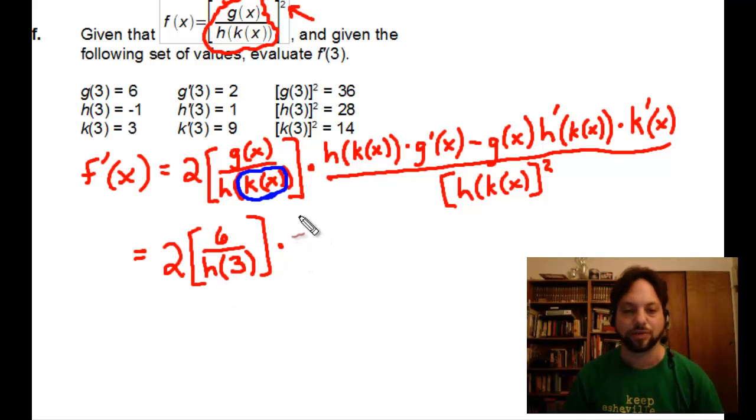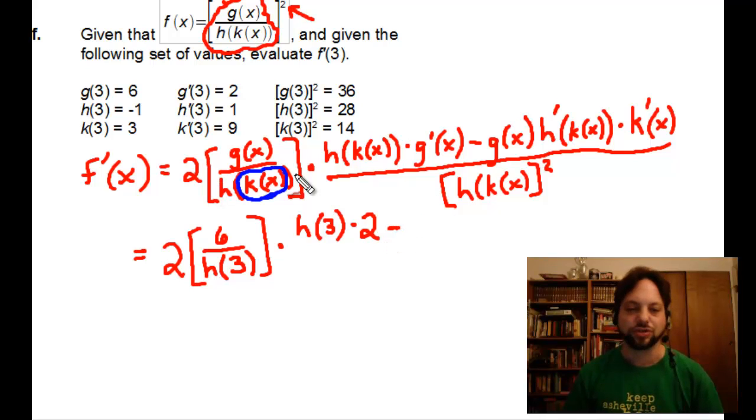Now let's look at this. Here we have h of k of x again. We're already familiar with that. That was the same as the denominator here. And then we have g prime of 3. Well, g prime of 3 is given right here. That's just going to be 2. Do you see how much fun this is?